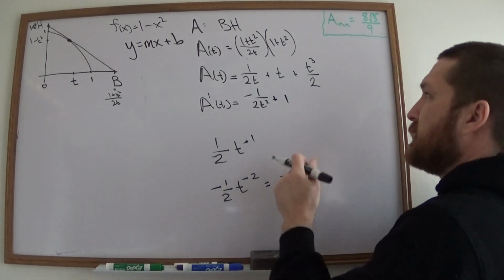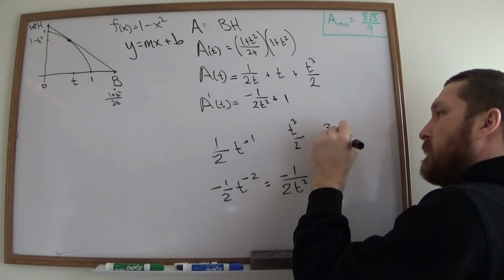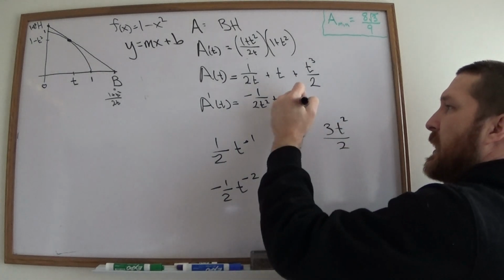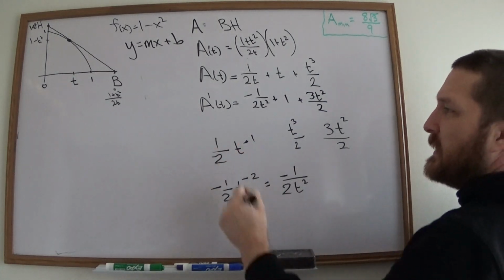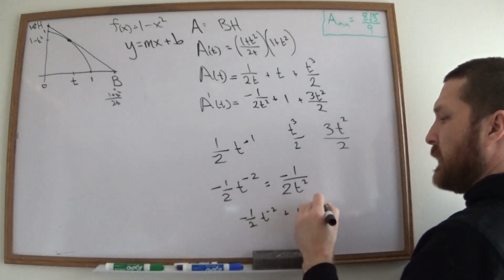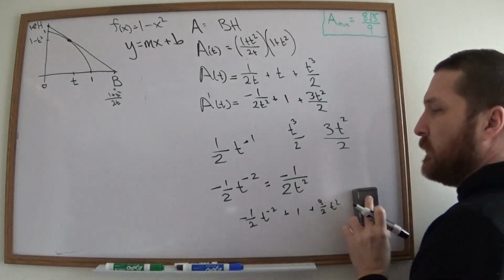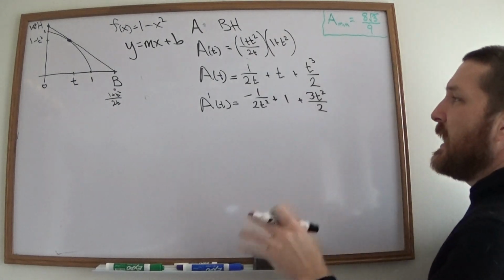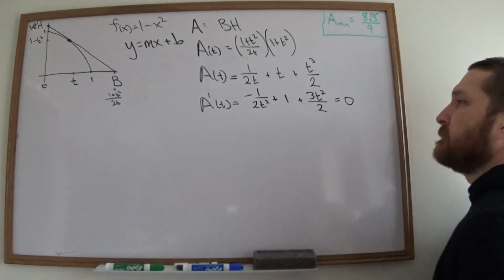Now, take the derivative of t cubed over 2, the 3 jumps down, and then we decrease this by 1 and we get that right there. So that's plus 3t squared over 2. You could write this as negative 1/2 t to the minus 2 plus 1 plus 3/2 t squared, however you want to do it. I like it like this. I'm going to go with it like that. Okay, so we've taken the derivative. Now we need to set this thing equal to 0 and solve for t.